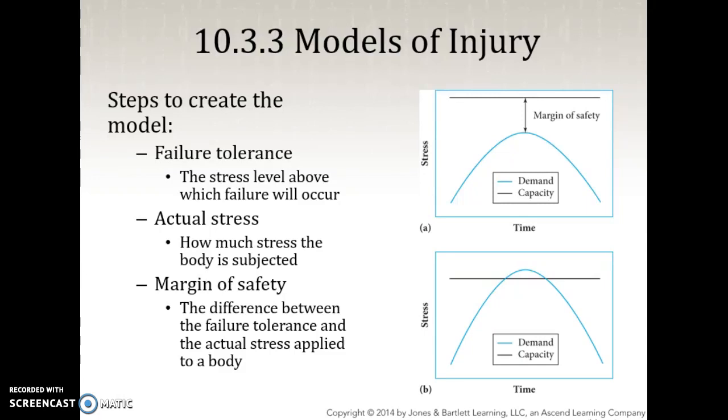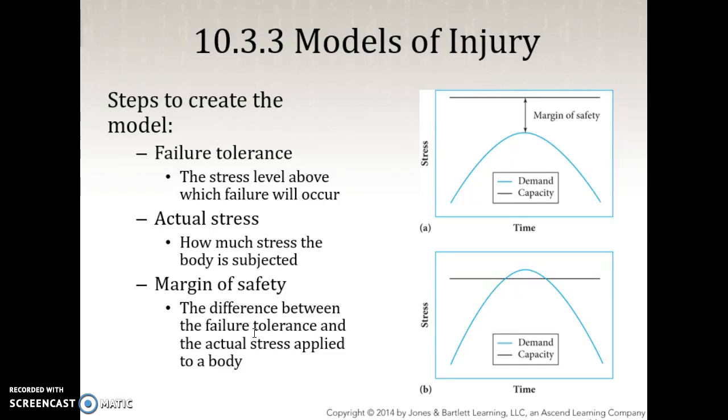So what we want to do is stay within this margin of safety right here. So we have a failure tolerance, which is the stress level above which failure can occur. We have the actual stress, how much stress is actually placed on the body, and then this margin of safety. So if we think of dropping something on your foot, that stress is going to exceed the material.